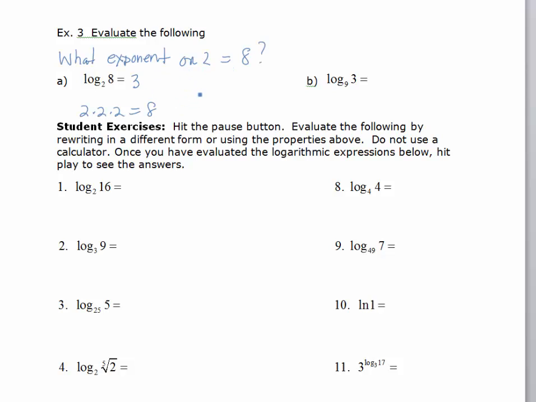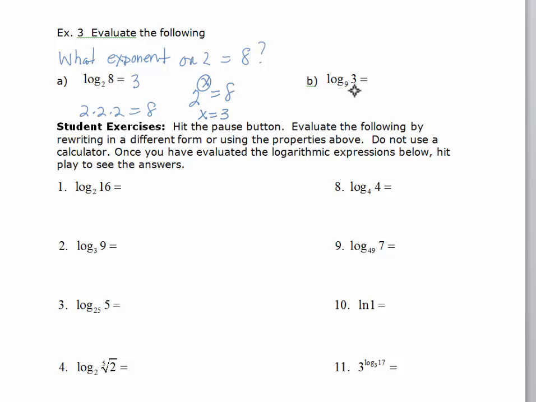Another way of writing that would be just saying 2 to the x equals 8, and what value do I have to put there? We'd say, all right, x would have to equal 3. All right, the next problem, the log of 3 base 9. What exponent do I put on 9 to give me 3? Well, if the base is larger than the argument here, you're going to need a fraction of some sort.